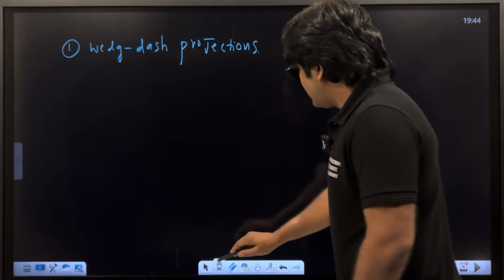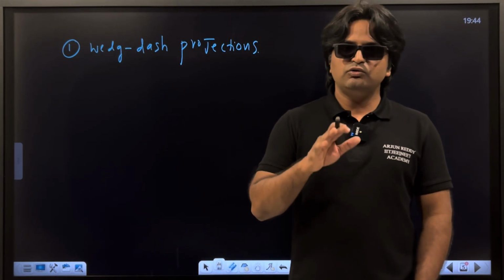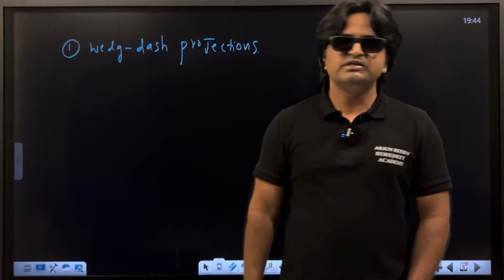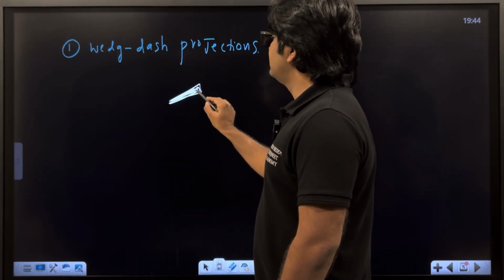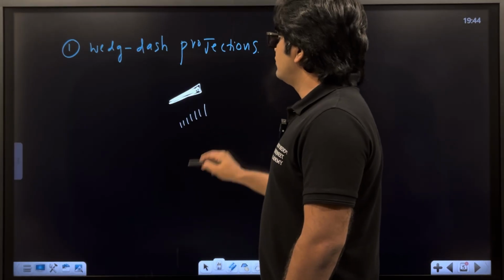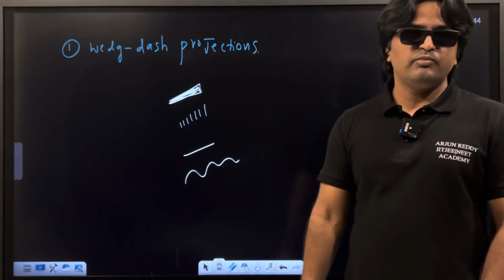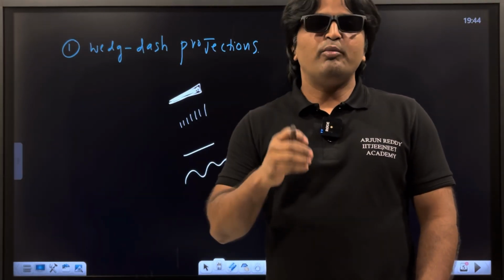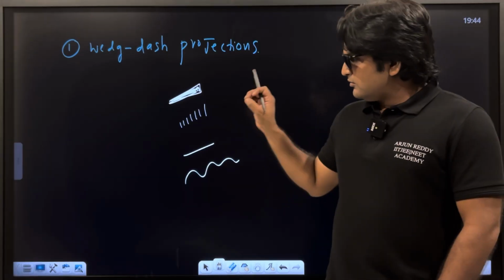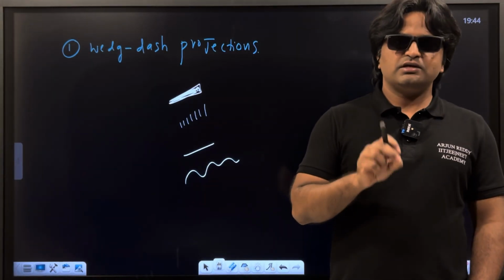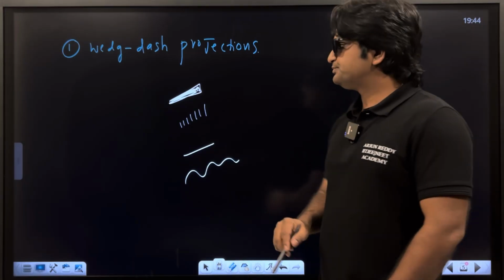Now here, according to wedge dash representation, to convert 3D molecules onto the two-dimensional plane, 4 different symbols are given. Okay, 4 different symbols. The first one is what we call thick wedge. Next one, broken wedge, normal line, and wavy line. All these are very, very important. So totally, how many different representations are given by wedge dash projections? We have 4 different types: thick wedge, broken wedge, normal line, and wavy line.